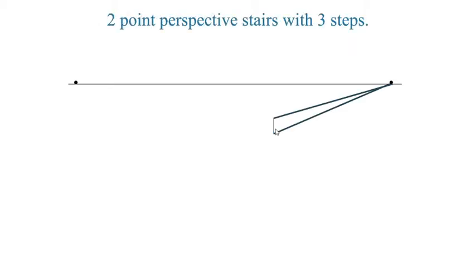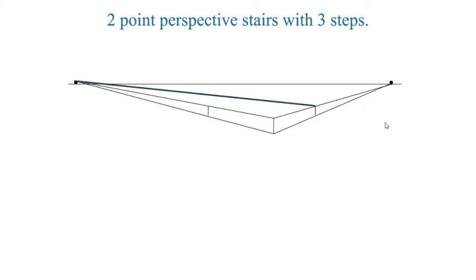Then with a ruler, we're going to take our orthogonal lines back to our right vanishing point. So all the lines on the right will go back to this right vanishing point. And then we're going to take our orthogonal lines back to that left vanishing point. So we're going to make the top of the stairs. We're going to add some other lines. So we'll start to create the top of that stairs.